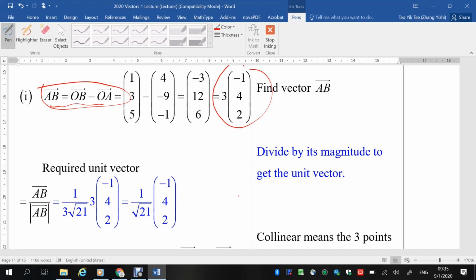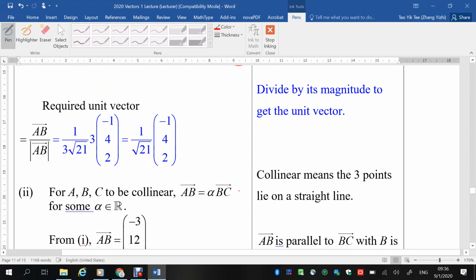Okay, moving on. Part 2, they ask you to find the value of lambda such that A, B, C are collinear points. Earlier in the lecture notes, I taught you what we mean by collinear points. But this time round, the question is set differently. I tell you they're collinear already. Find for me lambda. What must trigger in your brain are the conditions for collinearity. For ABC to be collinear, this condition must be met: AB equals alpha BC. This is only one possibility.